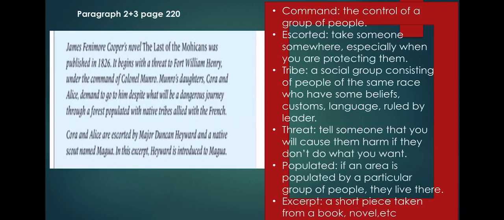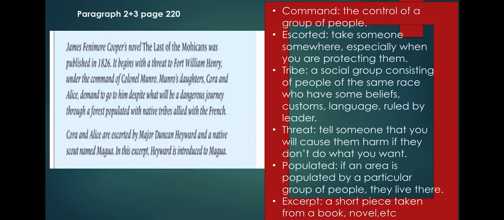Demand, which means to order, to go to him despite what will be a dangerous journey through a forest populated. What do you mean by populated? So his daughters are going to him. They want to reach him, but they have to make a dangerous journey through the forest. They have to get through a forest which is populated, which means particular people live there.